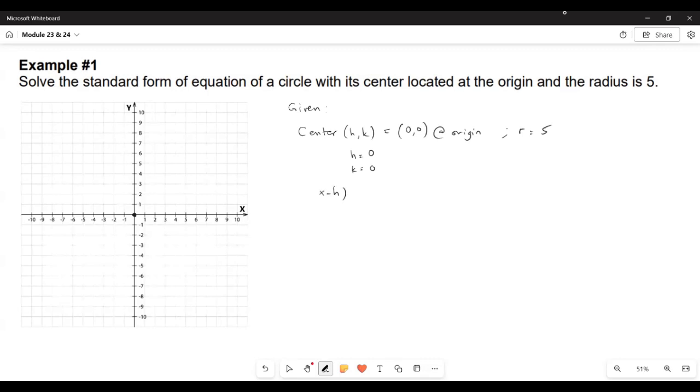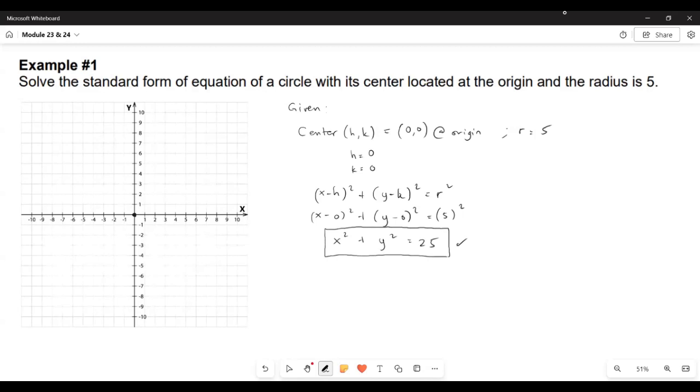Binigay sa atin na standard form equation. So we have x minus h squared plus y minus k squared is equal to r squared. Okay? So substituting the values, yung h natin is 0 plus y minus 0 then squared is equal to 5 squared. Simplifying, we have x squared plus y squared is equal to 5 times 5 is just 25. So therefore, the standard form of equation of the given circle is just x squared plus y squared is equal to 25. So gaya ng banggit natin kanina, kapag nakakita tayo ng ganitong equation ng isang circle, automatically nasa origin ang kanyang center. So na-prove natin yung binanggit natin kanina.